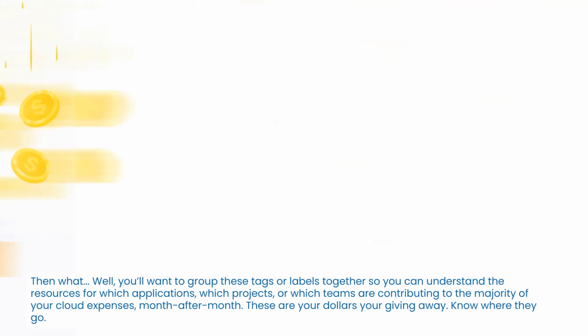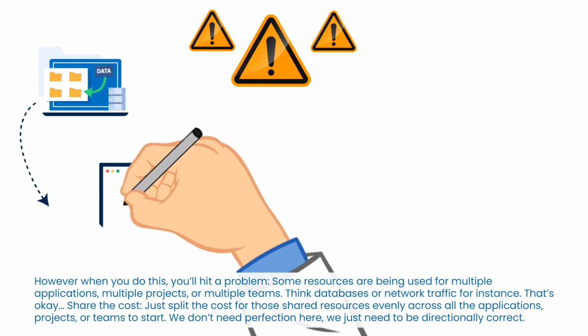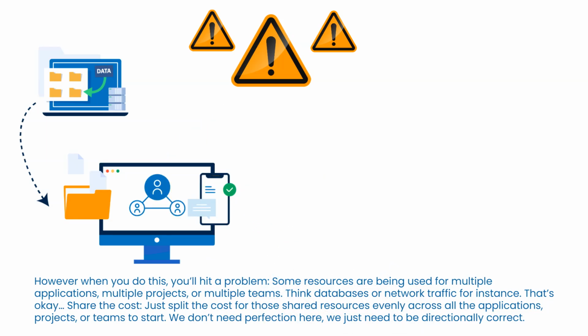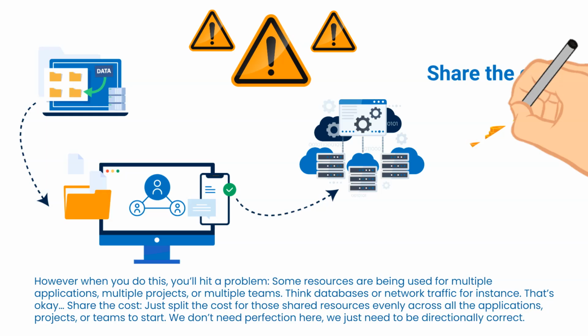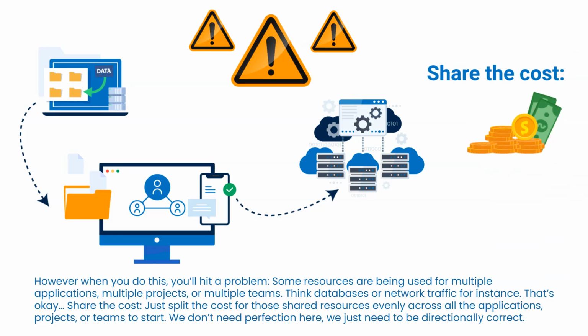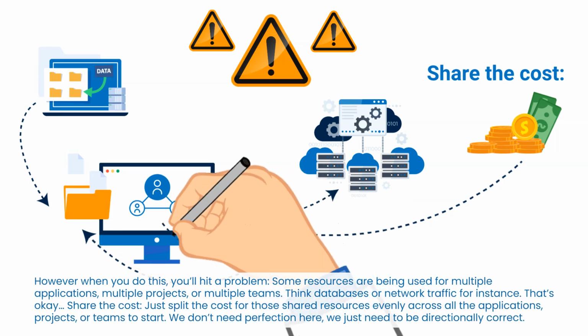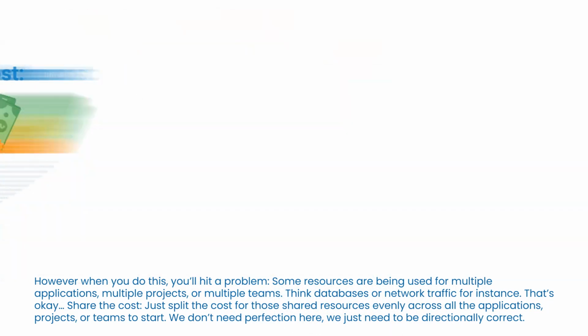Know where they go. However, when you do this, you'll hit a problem. Some resources are being used for multiple applications, multiple projects, or multiple teams. Think databases or network traffic, for instance. That's okay. Share the cost. Just split the cost for those shared resources evenly across all the applications, projects, or teams to start. We don't need perfection here. We just need to be directionally correct.